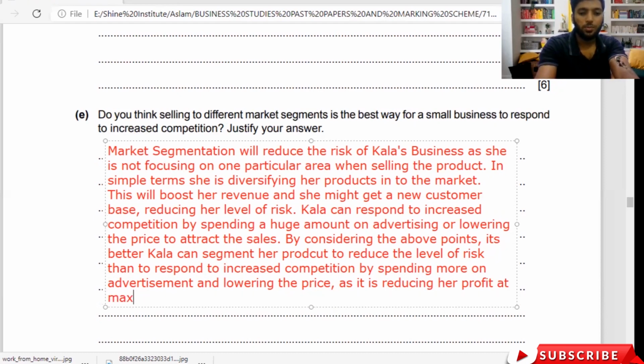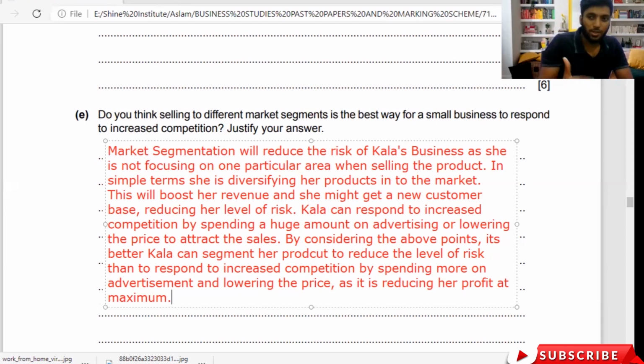So I have given you a basic answer, guys, for when you're writing an answer in exams. The question is asking, do you think selling to different market segments is the best way for a small business to respond to increased competition? Justify your answer. As I said, market segmentation will reduce the risk of Carla's business, as she is not focusing on one particular area when selling the product. In simple terms, she is diversifying her products into the market. This will boost her revenue, and she might get a new customer base, reducing her level of risk.